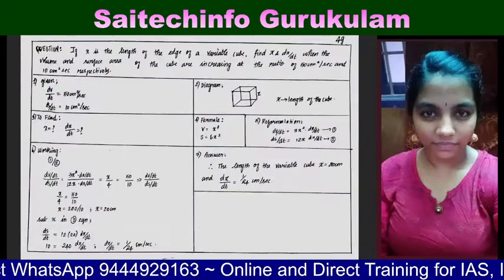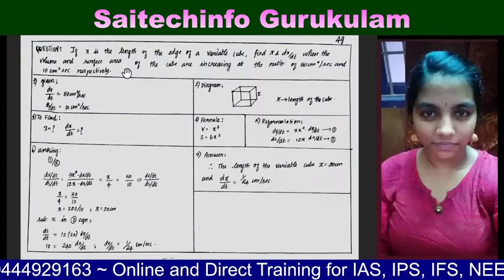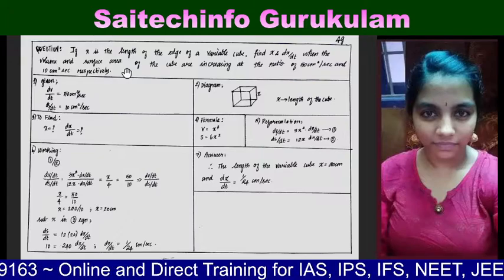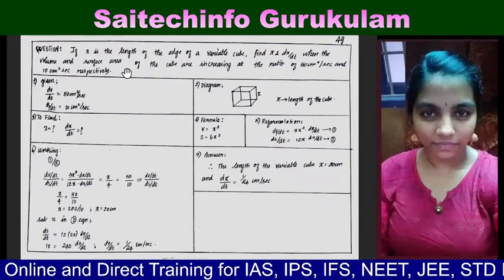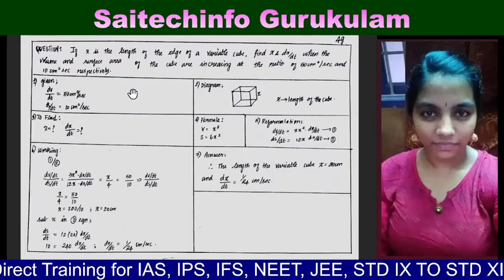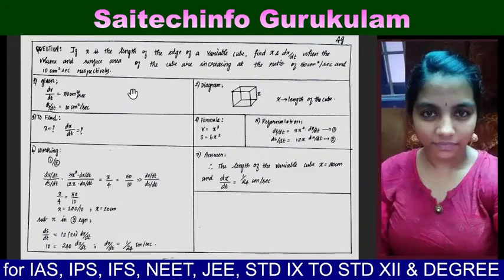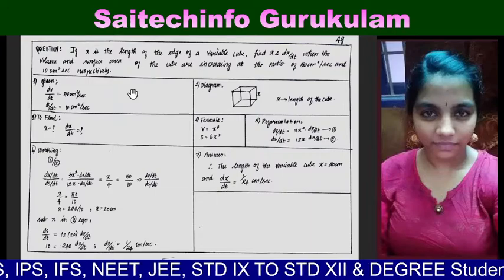Next question is, if x is the length of the edge of a variable cube, find x and dx by dt when the volume and surface area of the cube are increasing at the rate of 50 cm cube per second and 10 cm square per second respectively. So from the question we are taking the given data: dv by dt is equal to 50 cm cube per second and ds by dt is equal to 10 cm square per second.